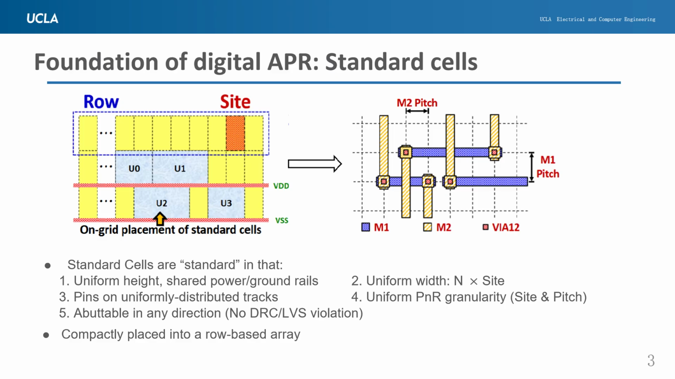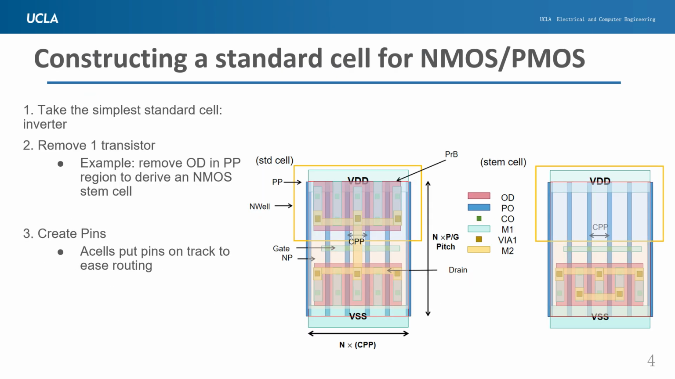And if we want to port the digital flow into analog circuits, then we must create standard cells for analog circuits. So this is what previous researchers have come up with when they're trying to create standard cells for single MOS transistors, because this way the flow will have the widest application range. So this is what they did. They take the simplest standard cell, the inverter. We all know that an inverter consists of two transistors, one NMOS and one PMOS. So they will remove one transistor by removing the active region or the oxide diffusion in the implanted area to derive the standard cell for NMOS or PMOS.